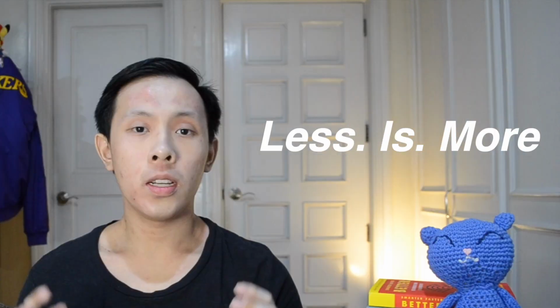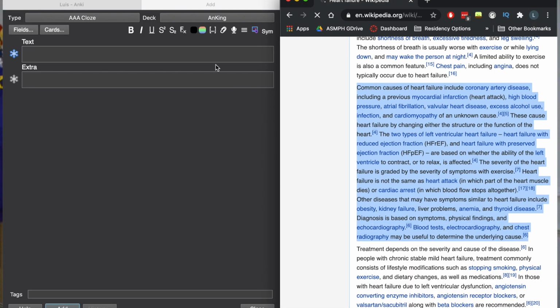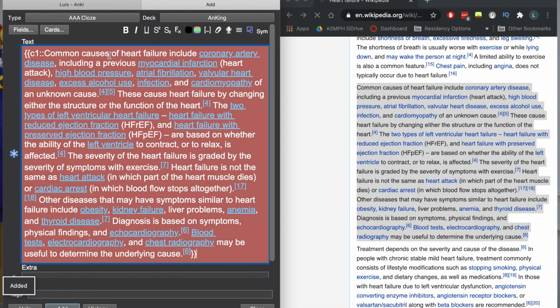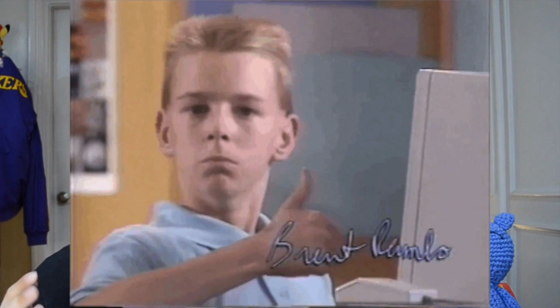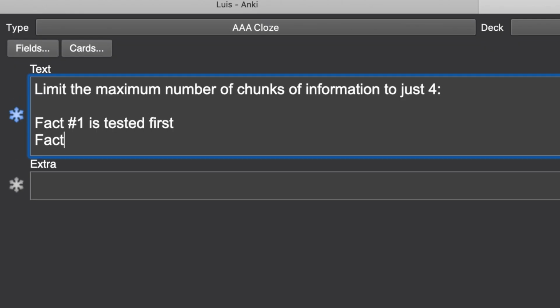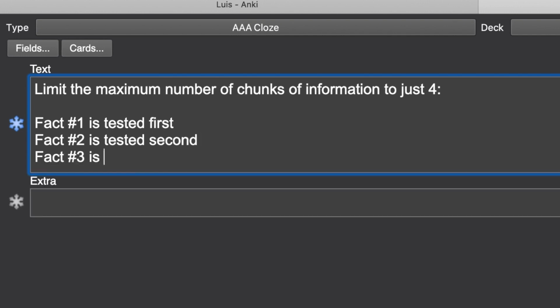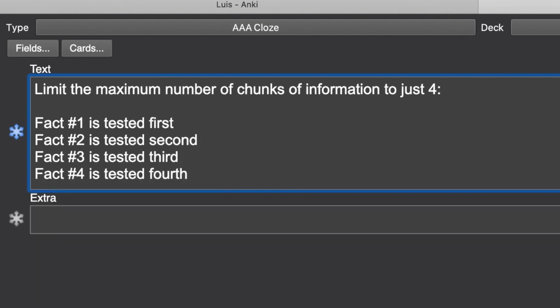Like with the amount of cards you make per lecture, the same principle applies with the amount of information you put per card. Less is more. It's not very effective to just copy and paste an entire paragraph or list of words and just cloze delete them in the hopes that you'll memorize the entire thing. Instead, try to rephrase the information into something simpler that you believe the professor can ask during the exam. Also, a nice general rule to follow when making these flashcards is to limit the number of chunks of information to 4. However, you can adjust this based on your needs.